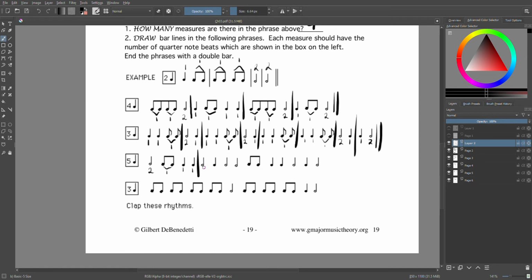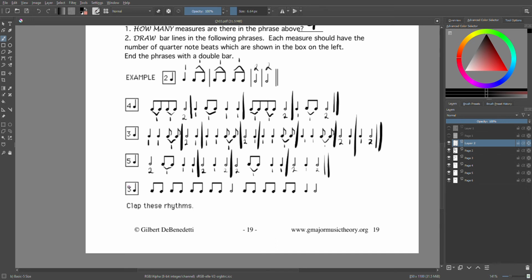Now we need the next 5. So we have 2, 3, 4, and 5. Boom. Next one, 2, 3, 4, 5. And then finally 2, 3, 4, and 5. And there's a double bar line.